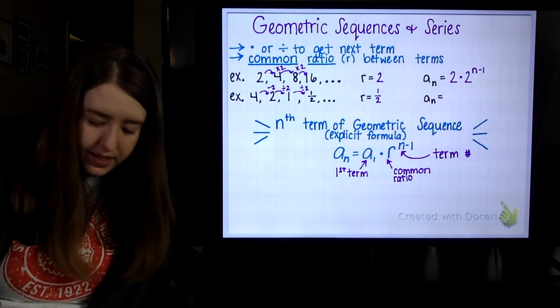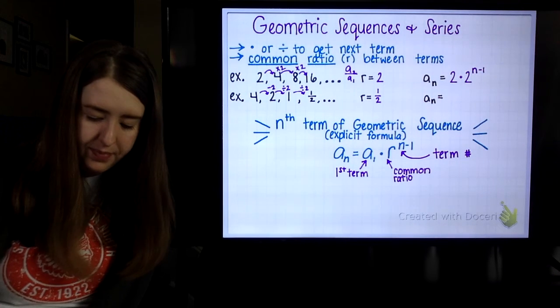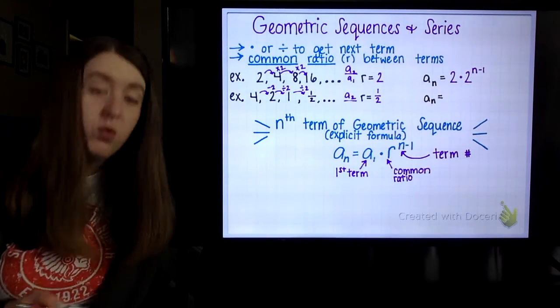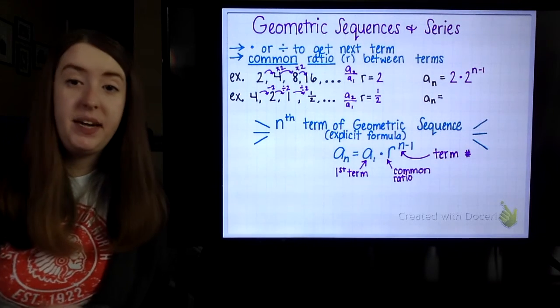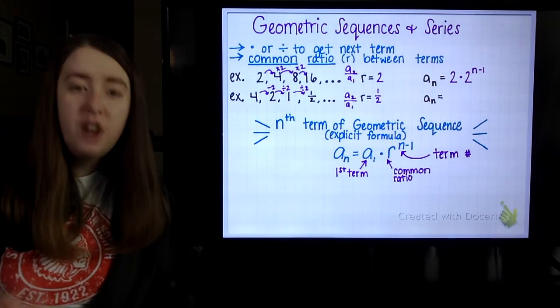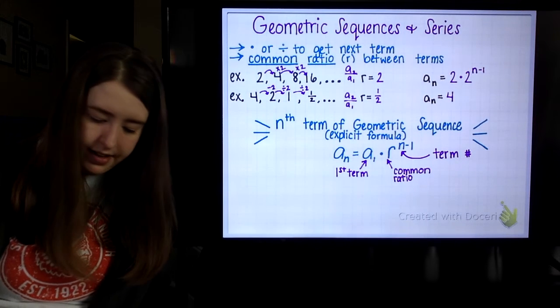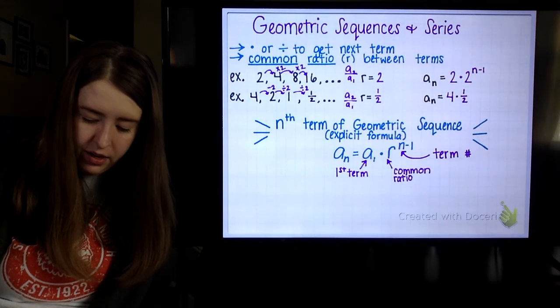So remember, we can always find this by taking the second term and dividing it by the first term, or the third term and dividing it by the second term, dividing successive terms by each other. So my first term was 4, and then I multiplied it by 1/2 for every new term.